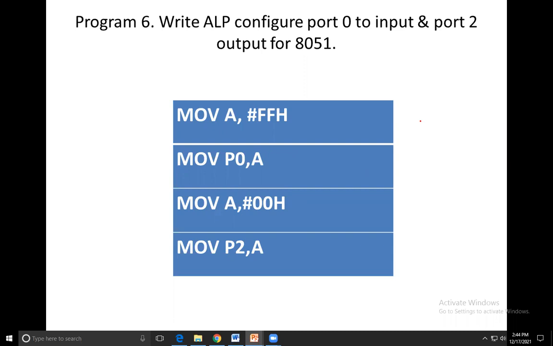Address of P1 is 90, sorry, P0 is 80, P1 is 90 and P2 is A0. Address of P2 is A0. By giving the address apart from the port name, what will happen? Is it giving the output, or is there any syntax error?